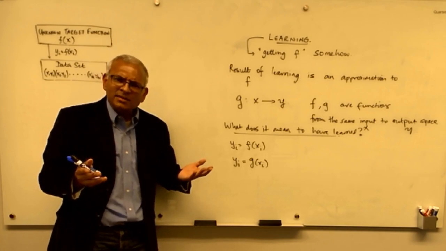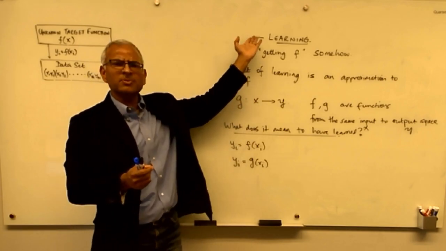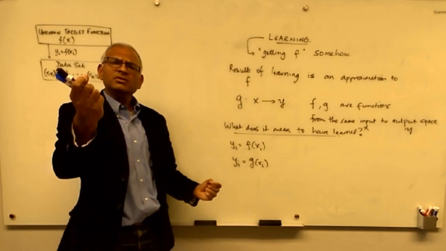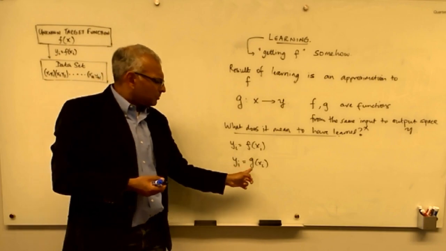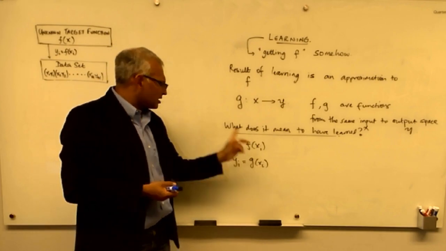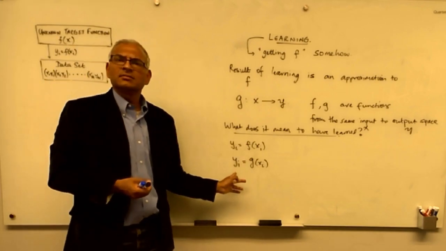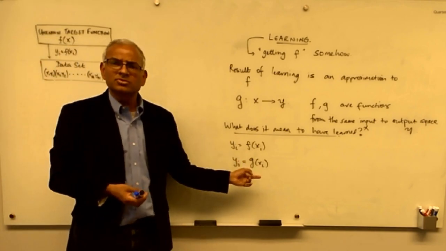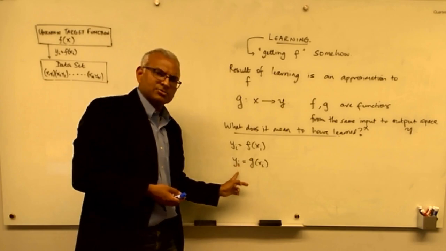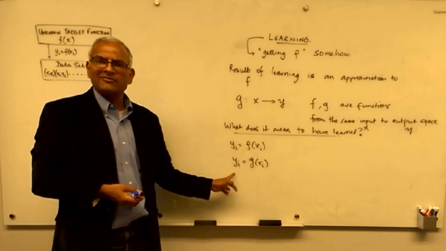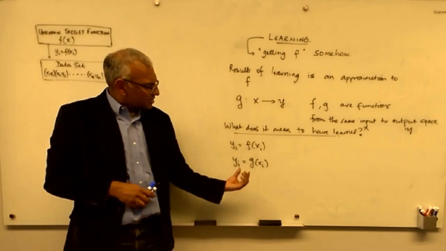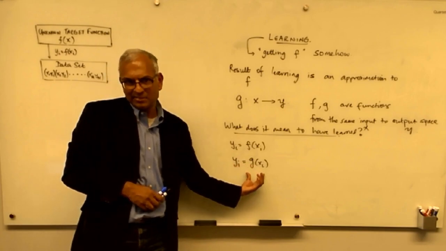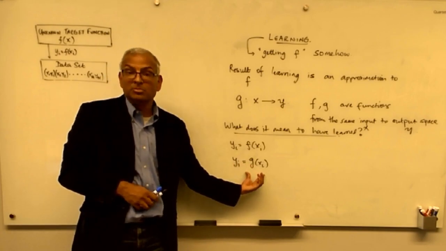Why would I go through all of this hassle if the only thing that comes out of it is that I can reproduce on the x's that are in the data set the y's that are also in the data set? What am I going to use this g for? It's of no use. I already knew these y values. I don't need g to tell me those y values. I've wasted my time. So in some sense, yes, this would be nice, but is of no use to me.